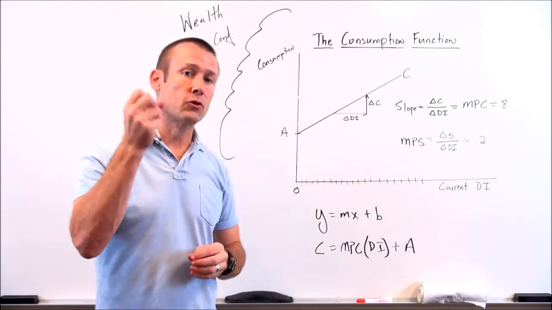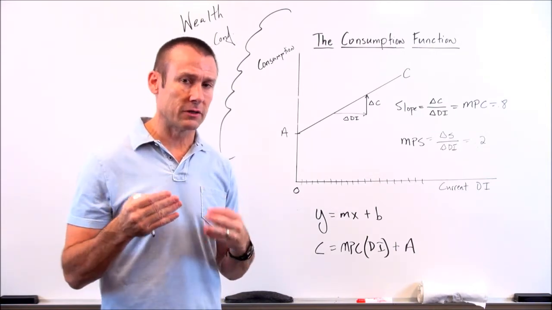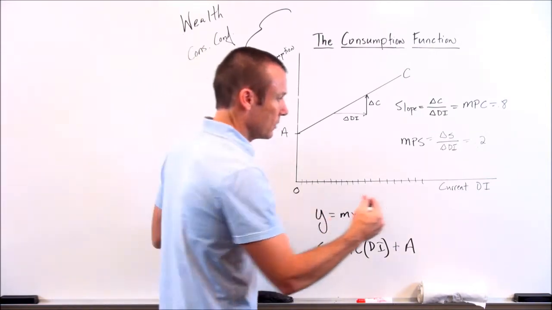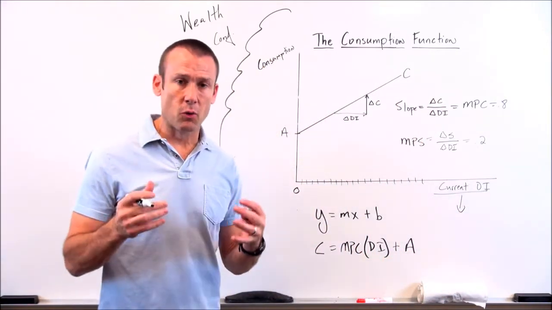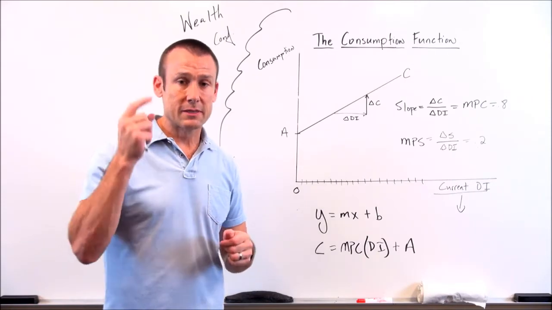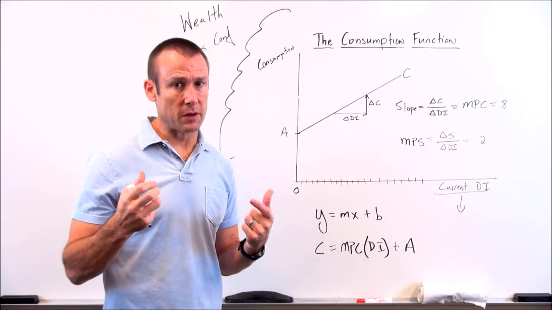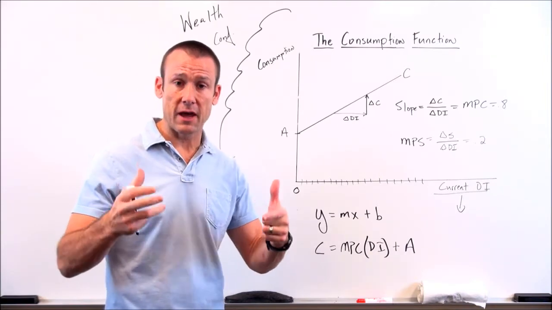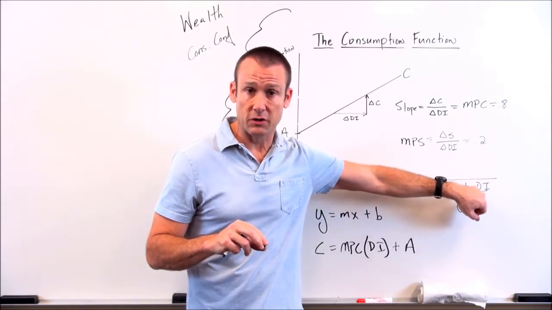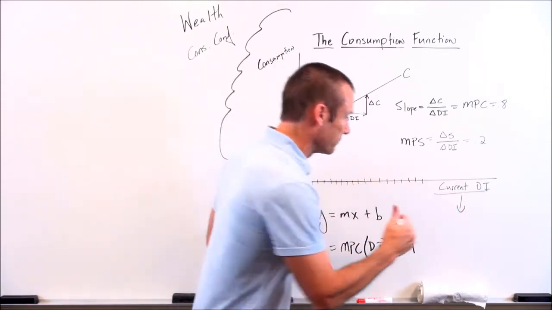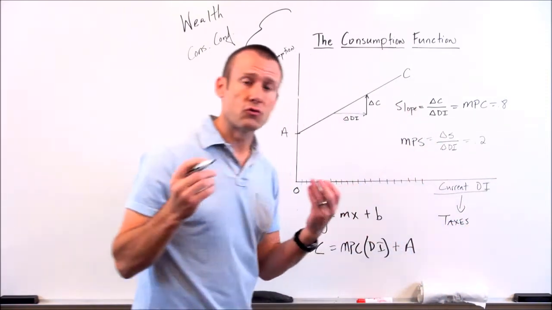I want to talk about two more things that are going to change consumption. And these two things actually change current disposable income. What are these two things that are important enough to make it into this video? Taxes, you can think of personal income taxes, and transfer payments. Personal income taxes, taxes on income, are going to change your current disposable income, so they're really important. So taxes, and then, of course, transfer payments.